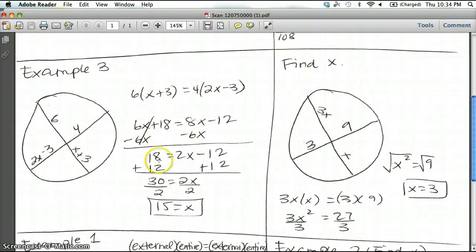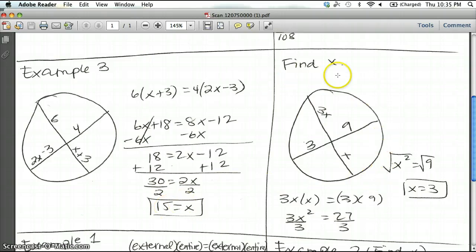My third example, I have 6 times x plus 3 is equal to 4 times 2x minus 3. So I went ahead and distributed and I got 6x plus 18 is equal to 8x minus 12. I combined like terms, so minus 6x, and I got 18 is equal to 2x minus 12. I added 12 to both sides and I got 30 is equal to 2x. I divided by 2 and I got x equal to 15.